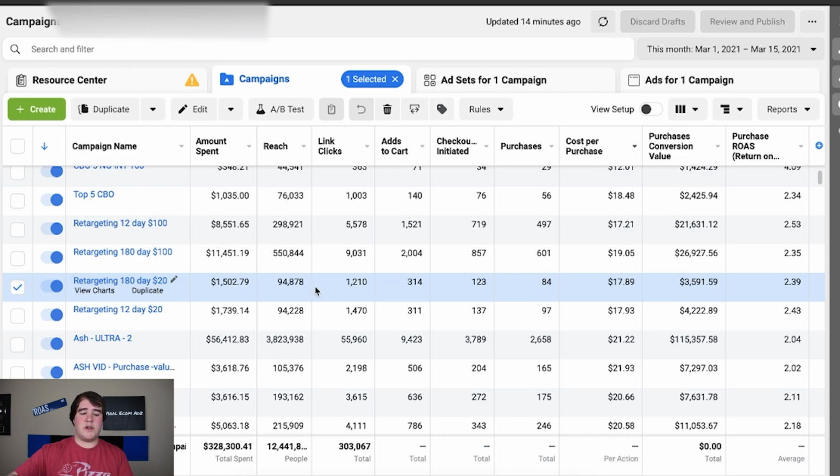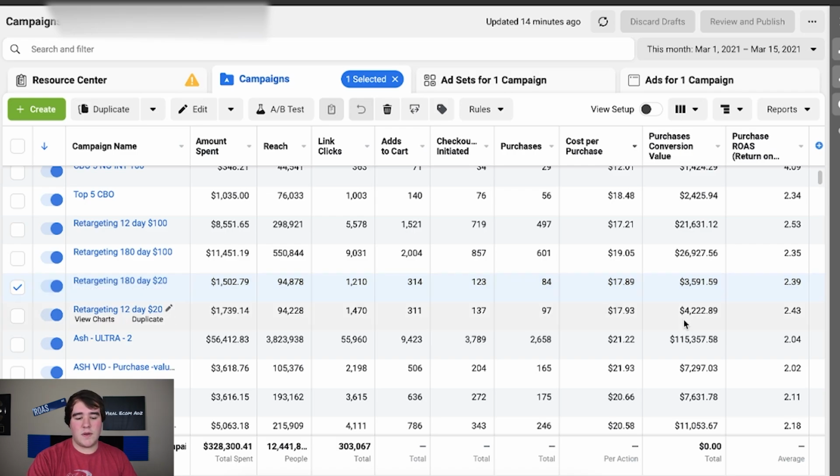So that's where you're going to be able to make your best return on retargeting, or maybe not your best return, but your best revenue, because retargeting 12 days might get a higher ROAS because it's a fresher audience, whereas retargeting 180, even if it gets a lower ROAS, it's okay because the audience is going to be so big, we can actually spend a lot of money and scale a lot there.